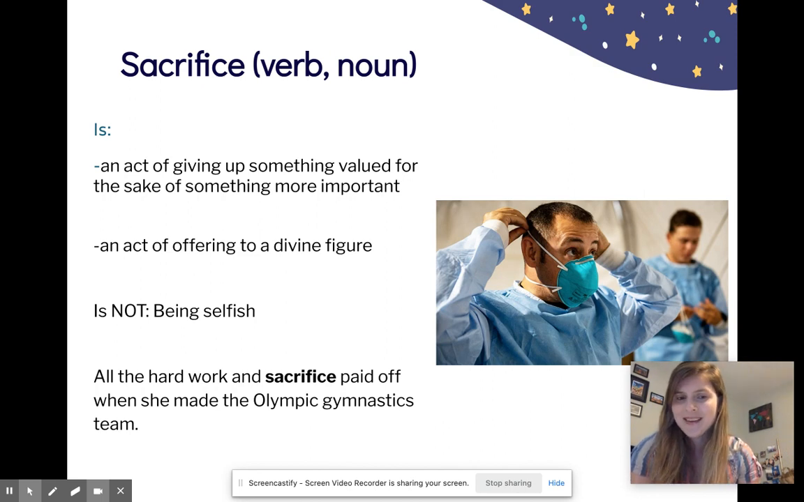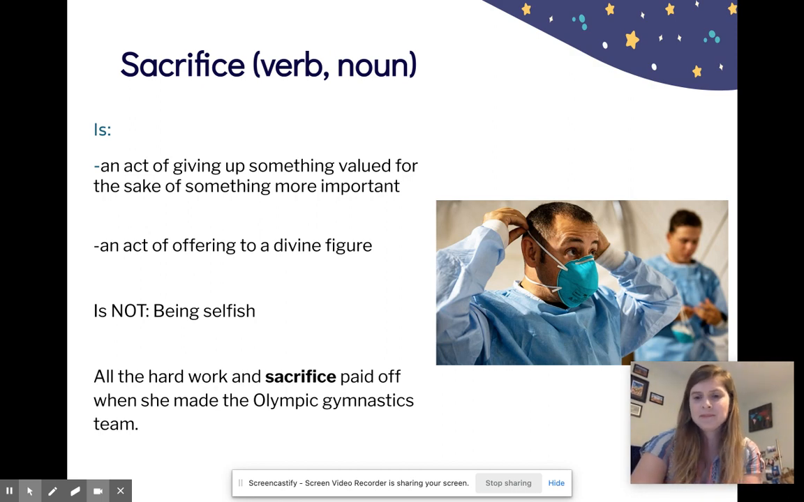gymnastics team. So, think about an athlete, right? They're going to have to work hard, but they're also going to sacrifice doing things like hanging out with their friends and maybe going to parties and going to concerts because they need to spend a lot of their free time working hard in the gym. Okay, so I'm going to have a question for you about sacrifice. Go ahead and answer it, and then teachers, if you would just share the answer so they'll know which one is correct.